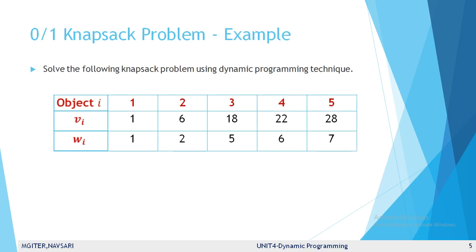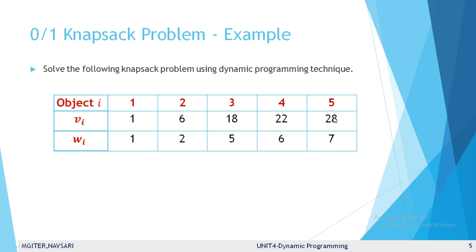Now we solve the knapsack problem with an example. Here we take 5 objects. The weight of object number 1 is 1 and the value of that object is 1. The weight of the second object is 2 kg and the value of that object is 6. The third object has a weight of 5 kg and the value is 18. The weight of the fourth object is 6 kg and the value is 22. And the weight of the fifth object is 7 kg and the value is 28.